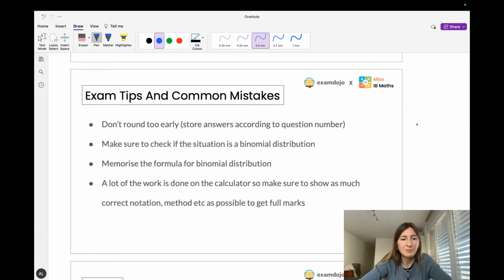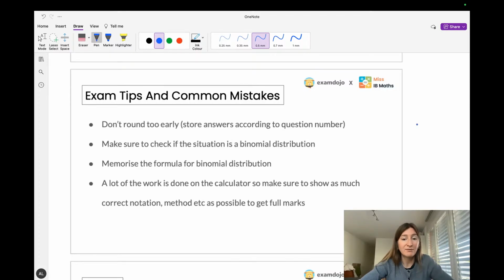a couple of exam tips. I'll just go through these quickly. So first one, this goes for all tests, all questions. Don't round too early. Store your answers if you can, and make sure that you're using the full answer, as full as possible, if you're doing part B or part C.